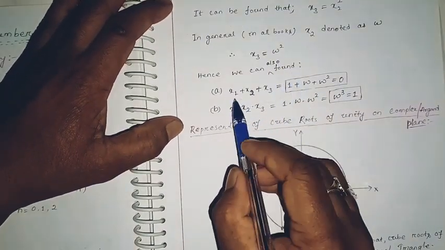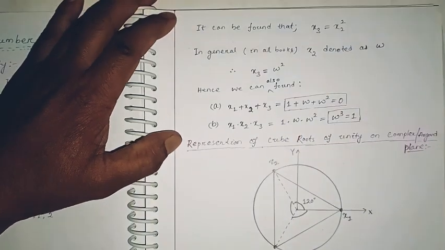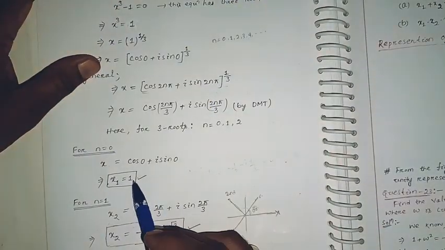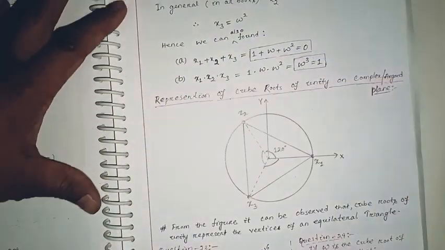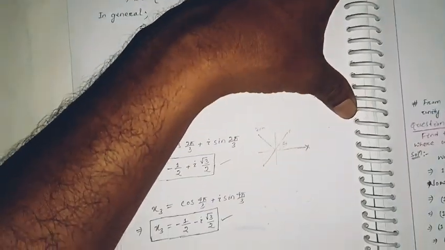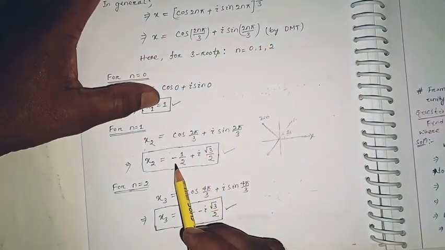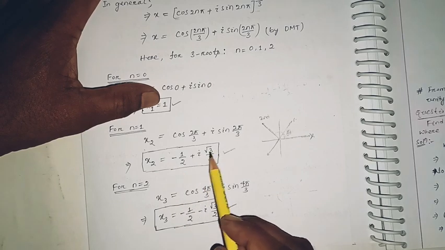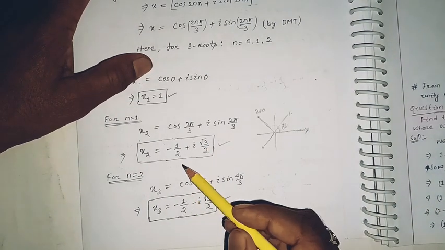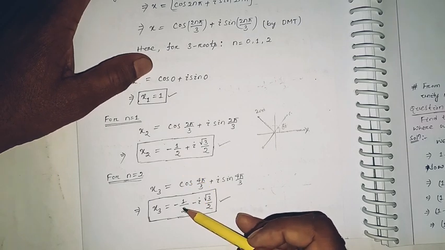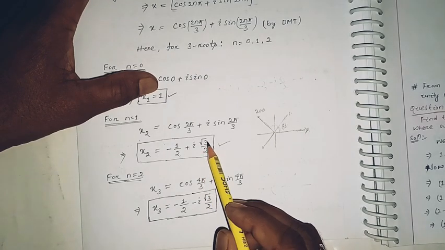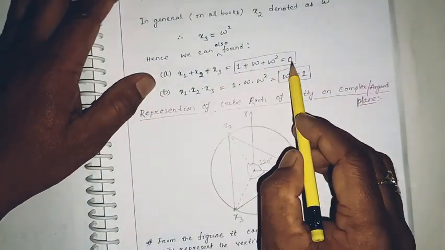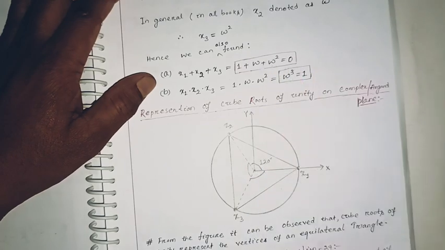Also, it can be found that the addition of three roots, that means the first root is your 1, the second root value is this one, the third root is this one. If we add these three roots, we get 0. Here you can see that if you add 1 plus minus 1 by 2 plus i root 3 by 2, here minus 1 by 2. So if I add, this will be minus 1 by 2 and here minus 1 by 2. This will be minus 1, here 1, got cancelled. Now here plus i root 3 by 2 minus i root 3 by 2 also got cancelled. So we find the addition of three roots, that means 1 plus omega plus omega square, will be equal to 0.